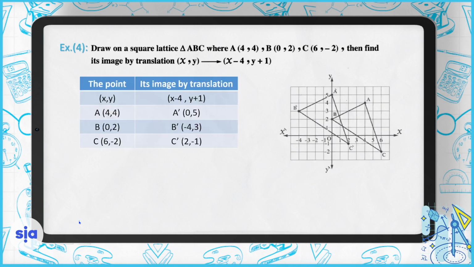As long as the translation is x minus 4, y plus 1, for each point we will take its x coordinate and make it minus 4, and take its y coordinate and make it plus 1. So point A will become (0, 5), point B will become (-4, 3), point C will become (2, -1). Plot these points on the graph and connect between them to form triangle A', B', C'.